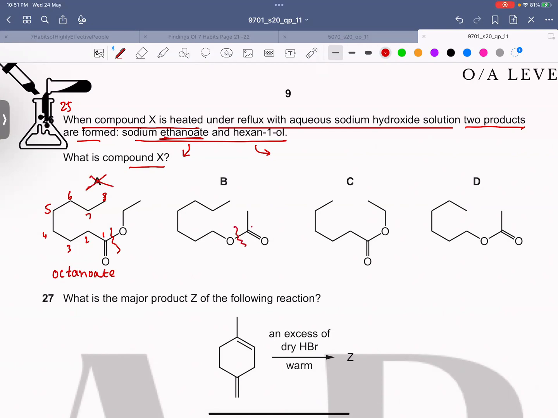If you break it from here, there are 2 carbons with a C double bond O. So this would give you ethanoate. Now let's have a look at the other side. 1, 2, 3, 4, 5, 6, 7. So it would give you heptanol, not hexanol. So B goes wrong. If you break it from here, 1, 2, 3, 4, 5, 6. The C double bond O chain has 6 carbons. So it means you are getting hexanoate, not ethanoate. So C goes wrong. It means that D is your correct answer.